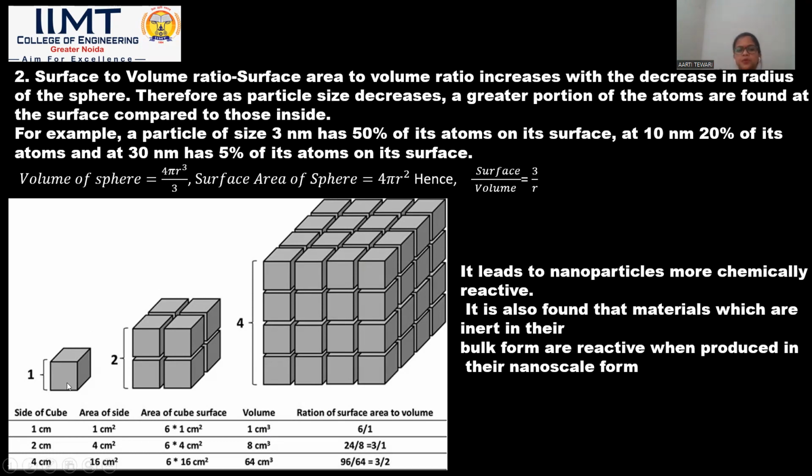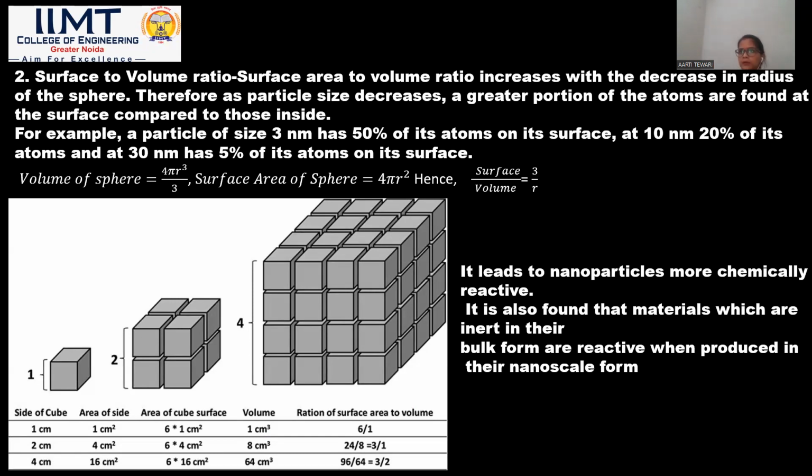It's also a beautiful example of a cube. Divide the cube into smaller cubes, and you can see that there is a change in the surface to volume ratio. But what is the impact of actually increased surface to volume ratio at the nanoscales? It makes the nanoparticles more chemically reactive. Okay? Because you have more atoms on the surface, they're actually more reactive, right? So materials which are inert in their bulk form are very reactive when they are taken to nanoscale, and it's primarily because of the surface to volume ratio.